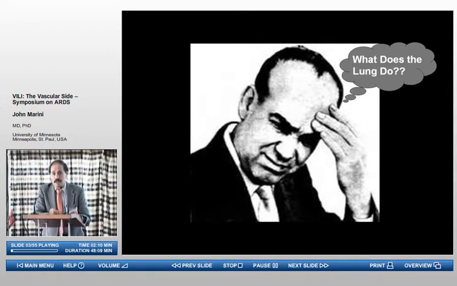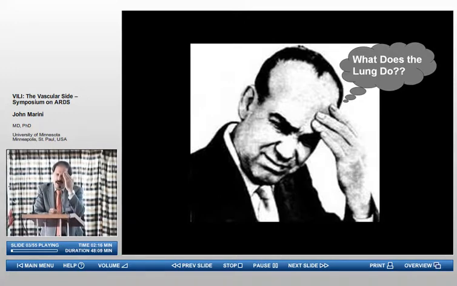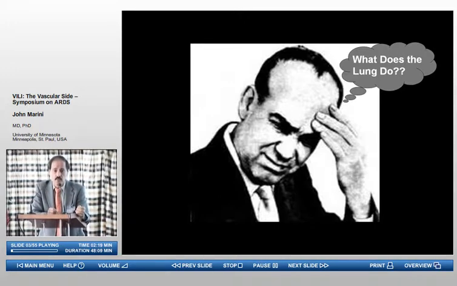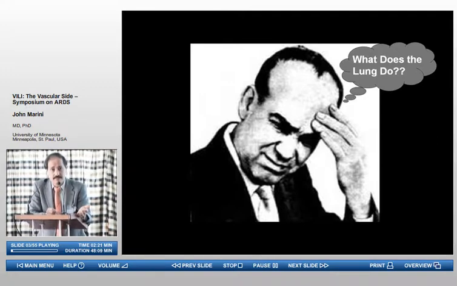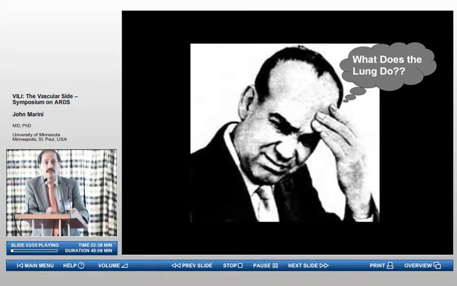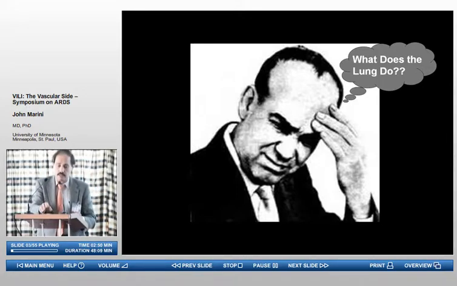Now, I find this a comical picture. This man is trying to think of something he knows very well. You know, what does the lung do? What does the lung do? It exchanges gas between the airspace and the vasculature. And yet, in almost every paper that's been written about ventilator-induced lung injury, we concentrate on the tidal cycle. We think about tidal volume, we think about plateau pressure, we think about positive end expiratory pressure, but we generally forget about the vascular side.